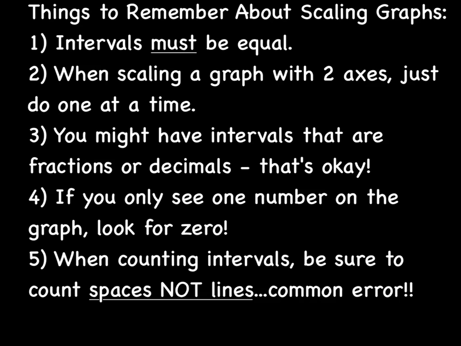Number 4, if you only see one number on the graph, look for where 0 might be. I bet it's there. Look for where the x and the y axis intersect. Find your 0. And then 5, and most importantly, I think, because I see this all the time, when you're counting intervals, make sure you count the spaces, not the lines in between. Okay, that's a super common error. It'll mess you up. Don't do it.